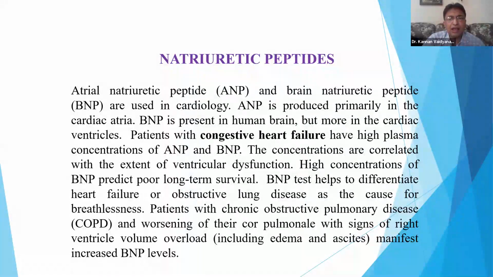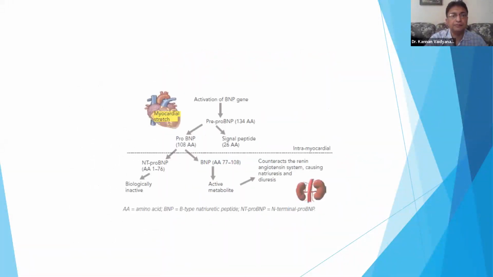Concentrations are considered to be correlated with the extent of ventricular dysfunction, and a high concentration of BNP predicts long-term survival. So it was supposed to have a good prognostic value as far as survival is concerned. The BNP test also helps to differentiate heart failure from obstructive lung disease as a cause for breathlessness. So COPD or worsening of cor pulmonale can be ruled out with increasing BNP, and this can be differentiated from heart failure. That is another advantage of the BNP test.